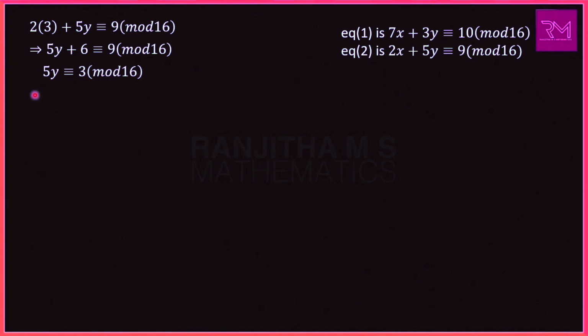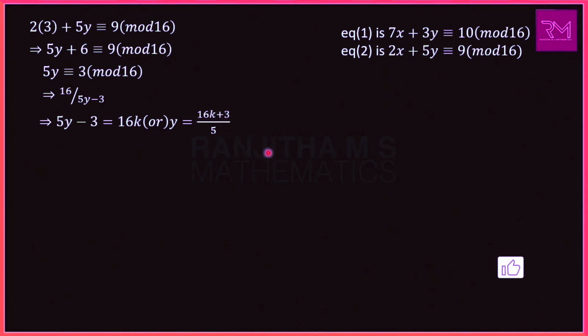So here the next procedure is the same as before. Here we have to apply the definition of congruence, which implies 16 divides 5y minus 3. We can take this as 5y minus 3 equal to 16 into some integer k. Then we take the 3 to the right-hand side and 5 goes to the denominator, and we get y as 16k plus 3 divided by 5. Next step, we have to substitute k values 0, 1, 2, 3 and obtain y as an integer. So first step, we put k is equal to 0.